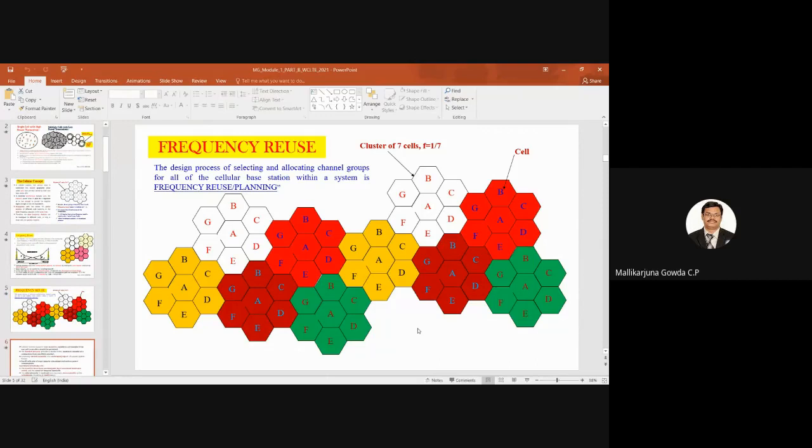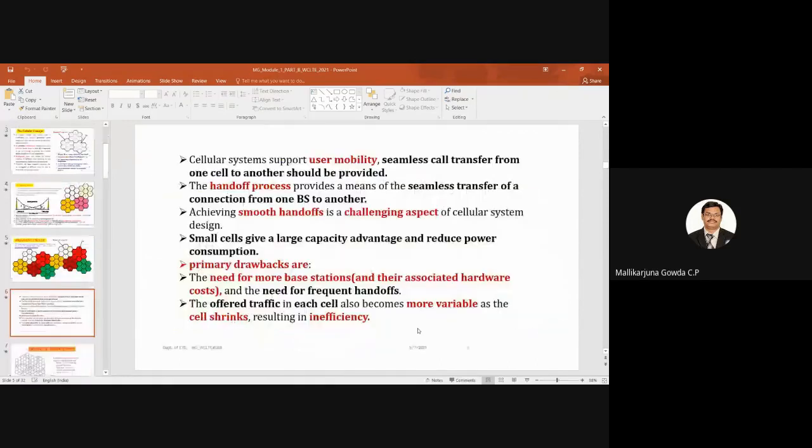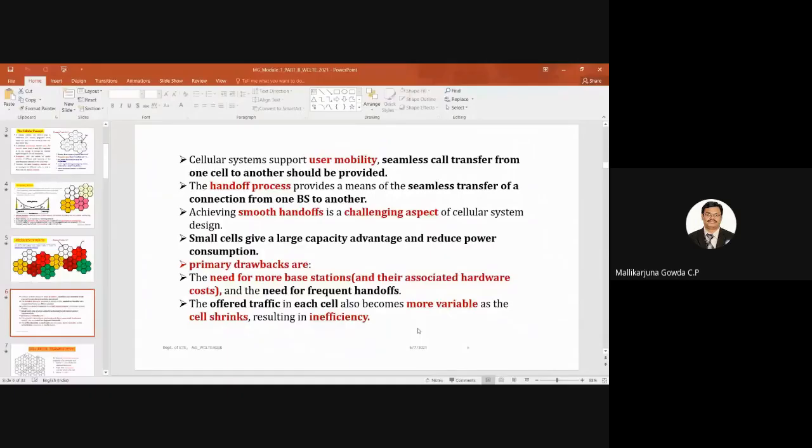Yeah. So as I said, the cellular system supports user mobility. That is possible with seamless call transfer from one cell to another. It has to be provided; then only we say it has mobility, right? This is achieved by the process known as handoff. Handoff means a seamless transfer of connection from one base station to another. Providing a smooth handoff is a challenging aspect in cellular system design.